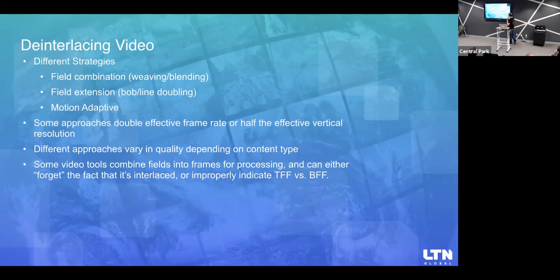There are a few different strategies. I'm not sure anybody cares about this, but basically they come down to either throwing away half the data and scaling it up vertically, or strategies that blend the two fields together in some form. And then you have hybrid strategies where you compute motion vectors and use that to drive which of those two strategies you use on a per frame basis. So you can say, oh, there's movement in this part of the frame, therefore we want to do line doubling, whereas over here there's no movement and therefore it's okay just to extend the field.